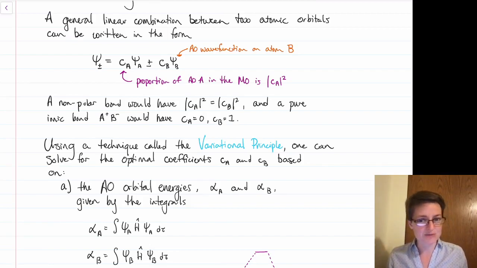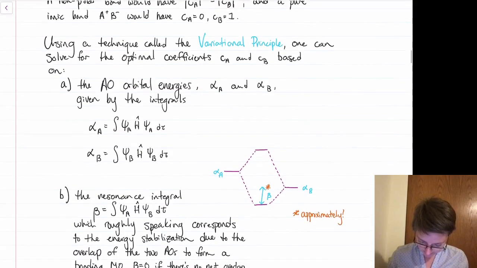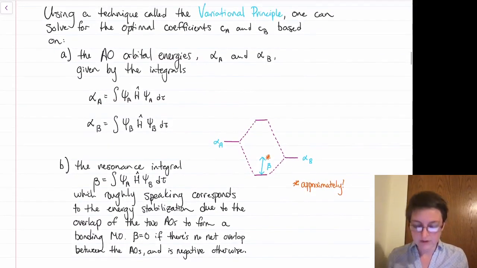For situations in between, like with polar bonds, we can use a technique called the variational principle to solve for the optimal coefficients C_A and C_B. And the factors that go into determining that solution are twofold. The first factor is what are the atomic orbital energies themselves.